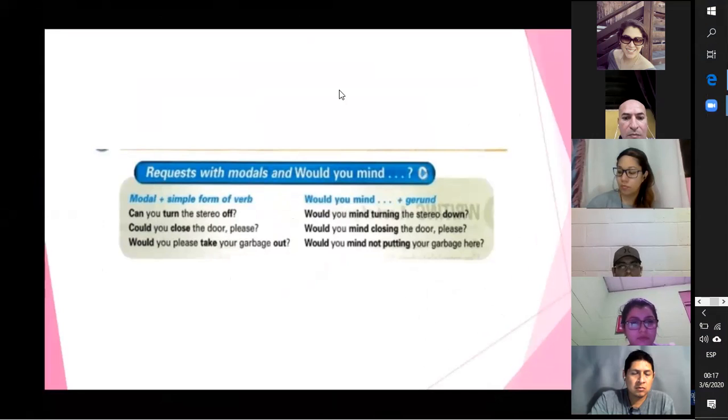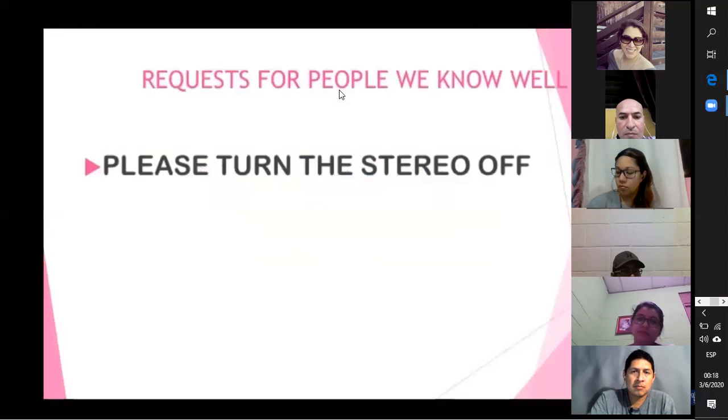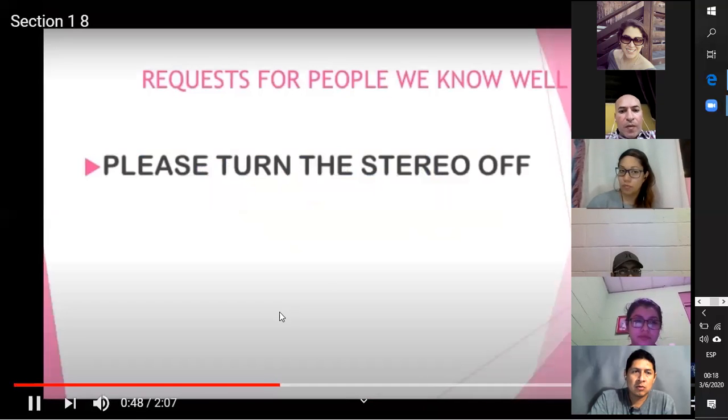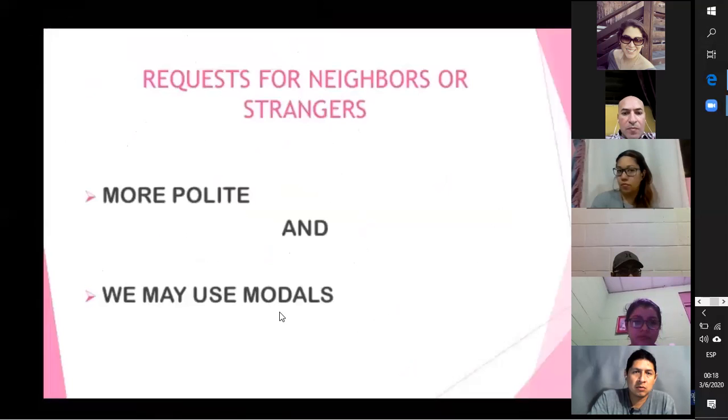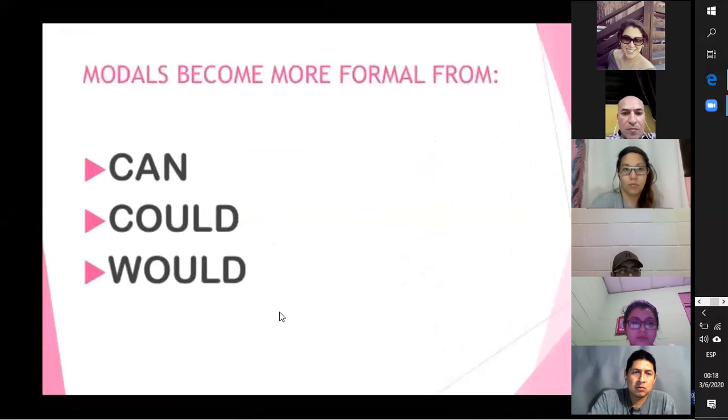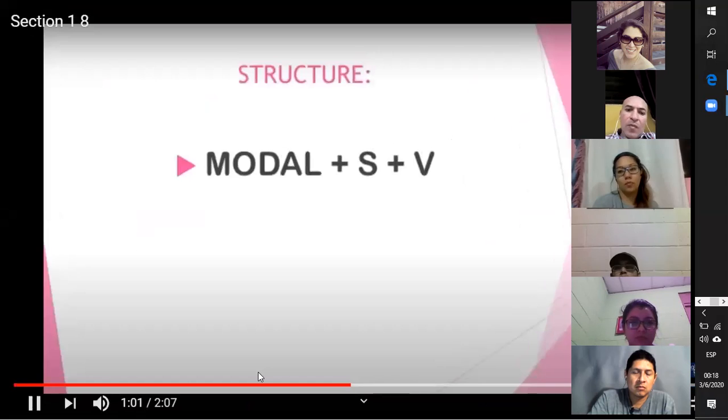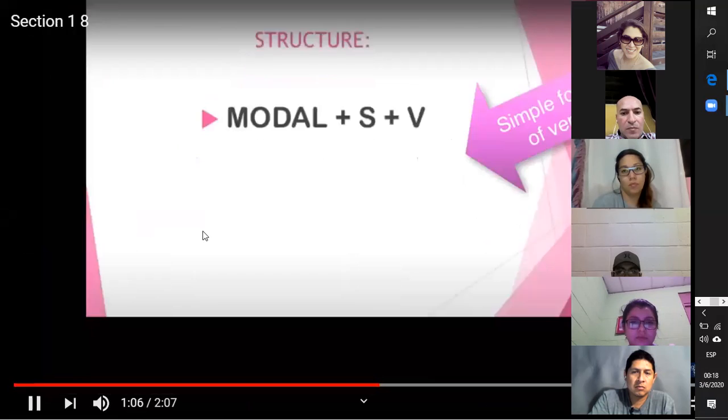Would you mind plus gerund. Would you mind turning the stereo down? Would you mind closing the door, please? Would you mind not putting your garbage here? When we talk about requests, it is okay to say, please turn the stereo off, to people we know well. We should use a more polite request, however, for neighbors and strangers. Modals become more formal and more polite from can to could to would. Notice the structure. Modal plus subject plus simple form of verb.